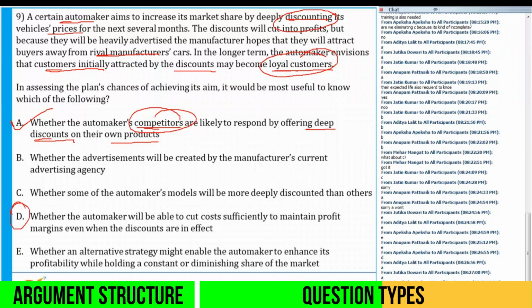Number D does not make any sense. The idea is not to make profits. The idea is to attract customers. His intention is to attract customers. In fact, he's ready to cut into profits. So even if he's not able to cut costs to maintain profit, that does not make any difference. He's already expecting a decrease in profits. So number D is not useful at all. This is something for which he's already prepared.